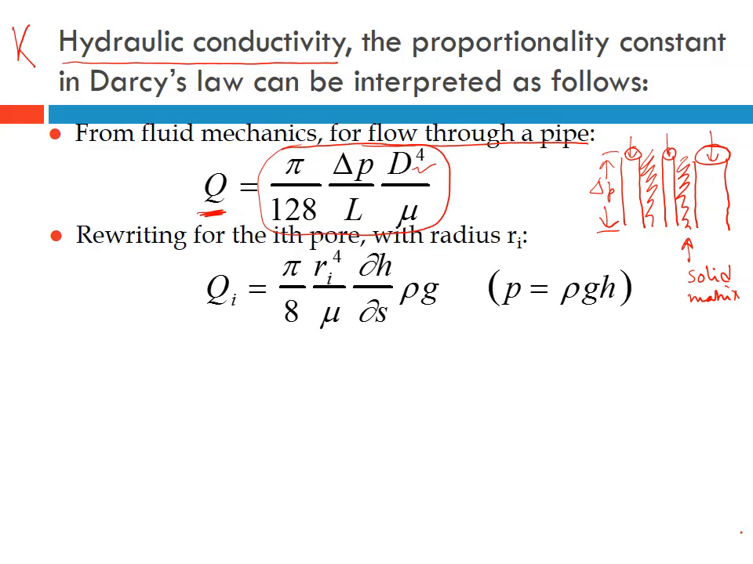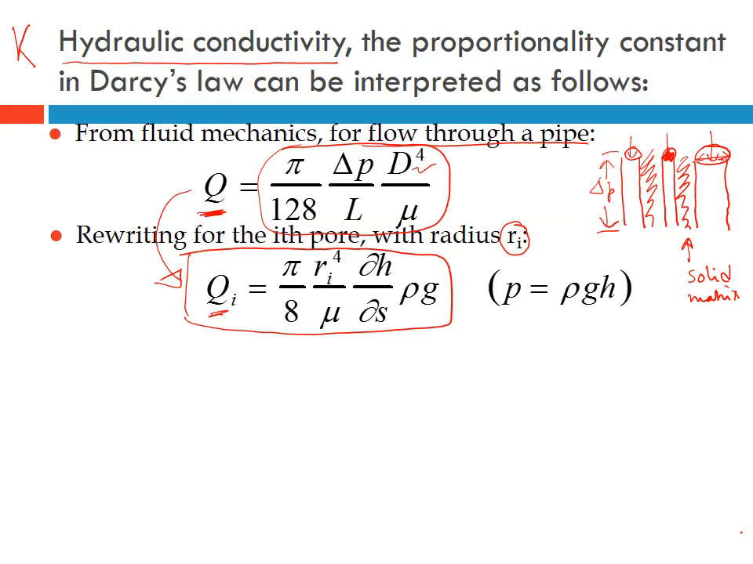Now let's write that for the ith pore. So let's see what we mean by ith pore. So in a porous media, there's going to be different size pores, small and large. And so let's say we pick some radius Ri, and so let's say I pick this one. For that radius, the amount that will flow through that particular channel, that particular pore, is given by this, which is the same equation just rewritten.